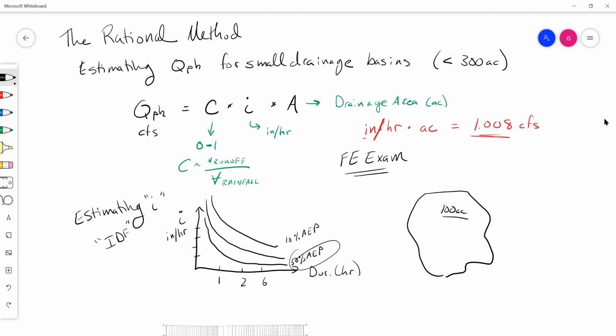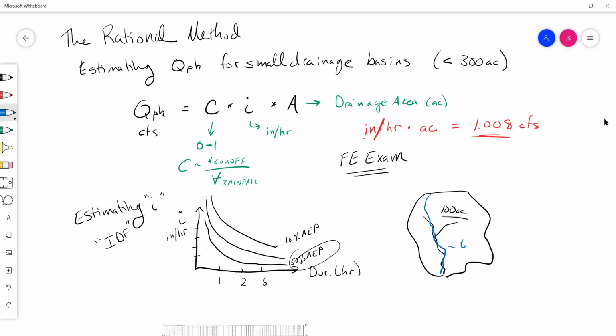Well, how do I figure out the intensity? Because they could have a range of intensities depending on the duration of the storm. Well, what duration should I pick? Let's think about that. If we go back to our concept of time of concentration, how long does it take for water to travel from the top of this basin all the way to the outlet?